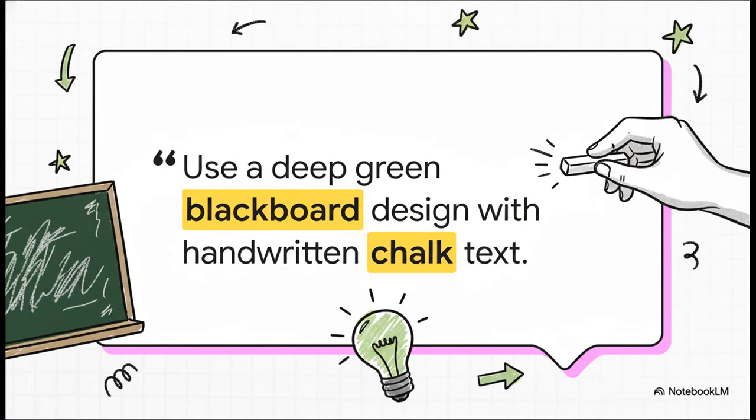This isn't about picking from a few boring templates. You can literally just describe a visual style in plain English. Like, you could say, use a deep green blackboard design with handwritten chalk text, and the AI will actually generate slides that look exactly like that. I mean, come on, that is a wild level of creative control.